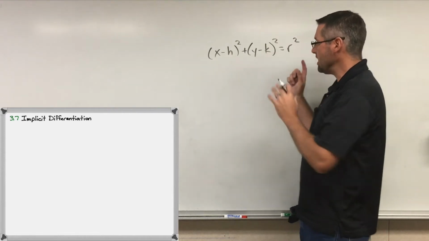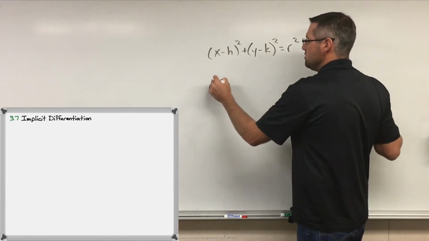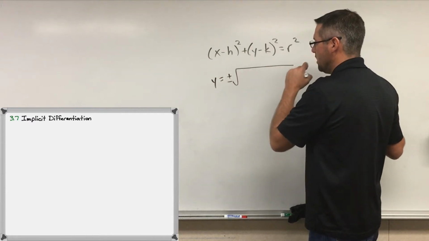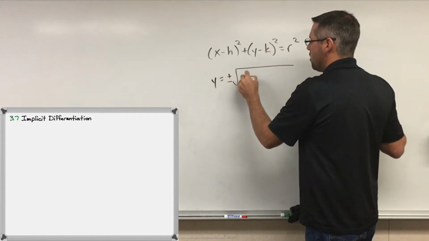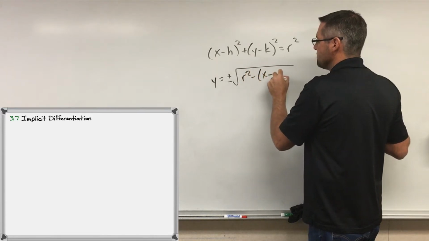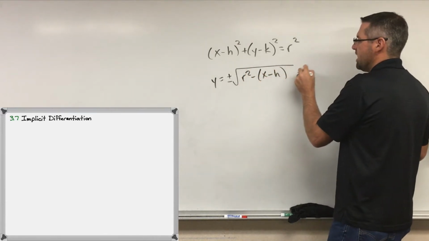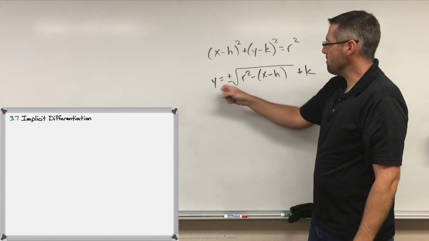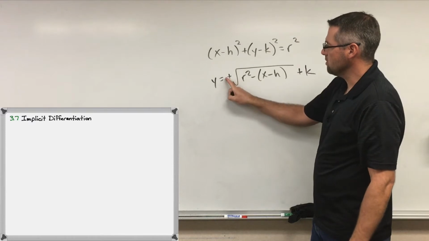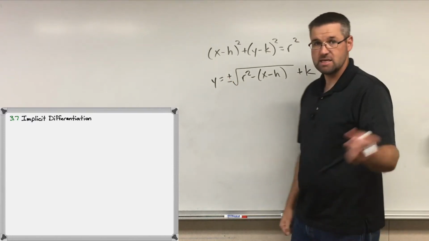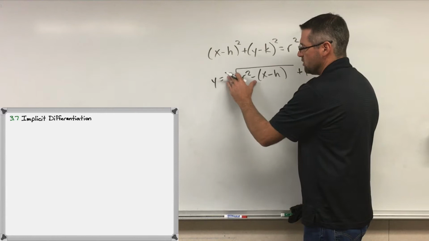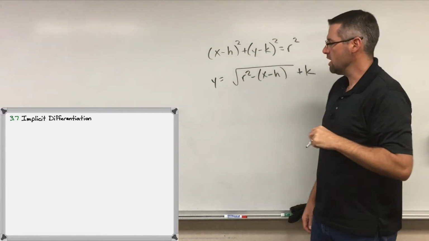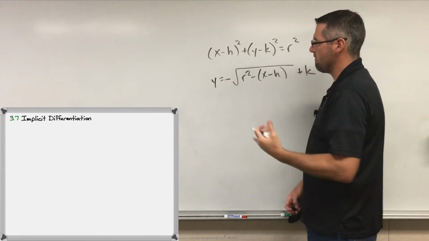Now we can isolate y. It's possible to do that. We would get y equals plus or minus the radical of r squared minus (x minus h) squared, and then plus k all on the outside. So we can explicitly write y by itself, but we'd have to include the plus or minus to represent the entire circle. If we didn't, if we just had the positive, that would imply that we're dealing with only the top half of the circle, and if we put a negative out front, that's dealing with the bottom half of the circle.